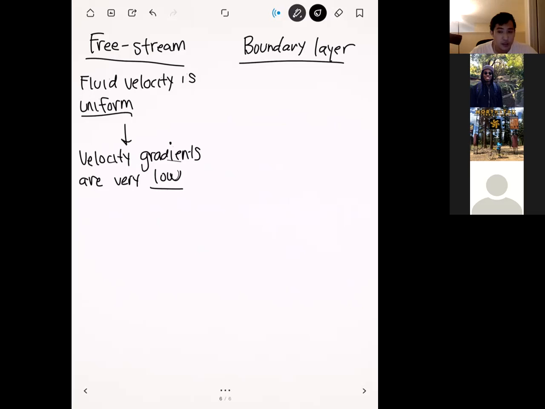And that makes sense because a gradient describes a change in something. And if the velocity is uniform everywhere, then it's not really changing all that much. So we can say our velocity gradients are very low. Mathematically, the way that we describe gradients is with derivatives. So if we take the derivative of the velocity, say in the y direction, du dy, we can say that this is very low.